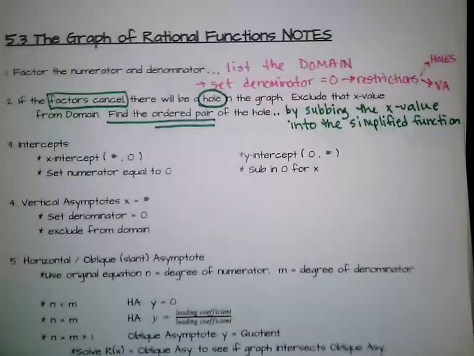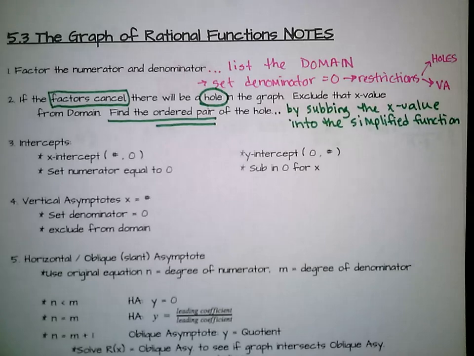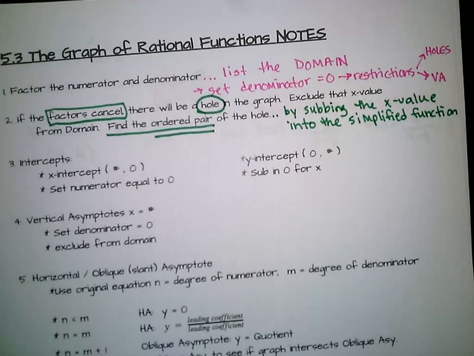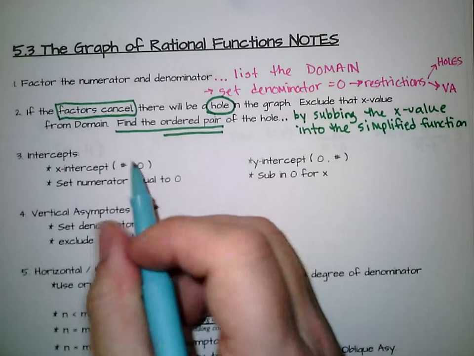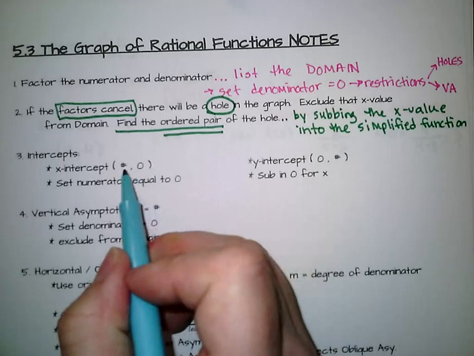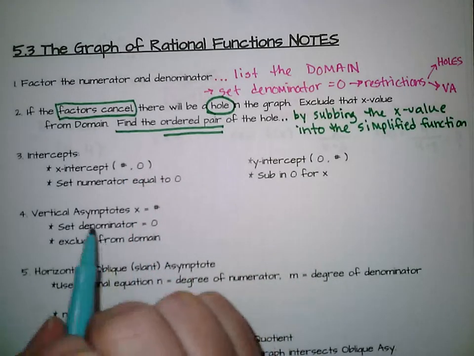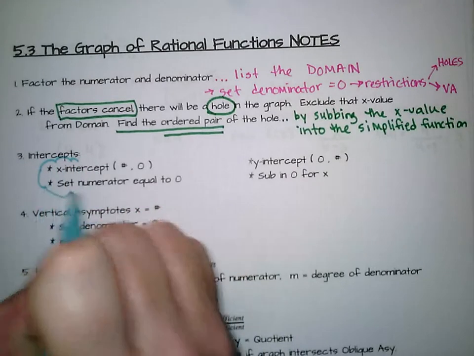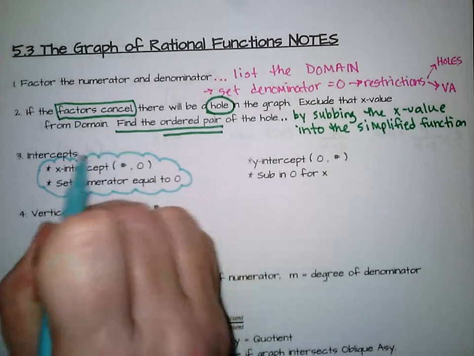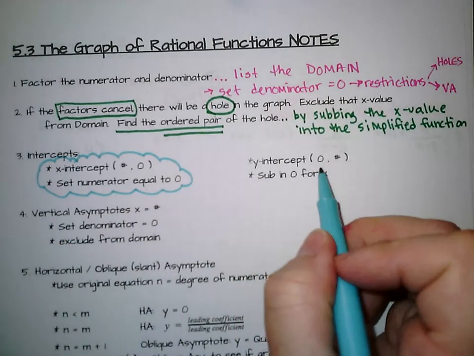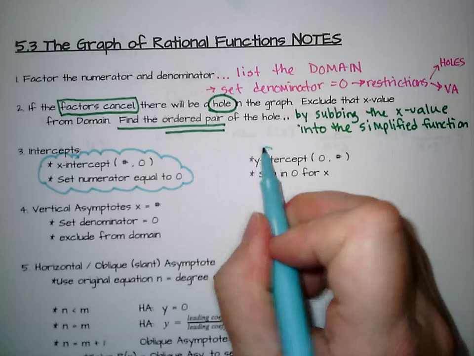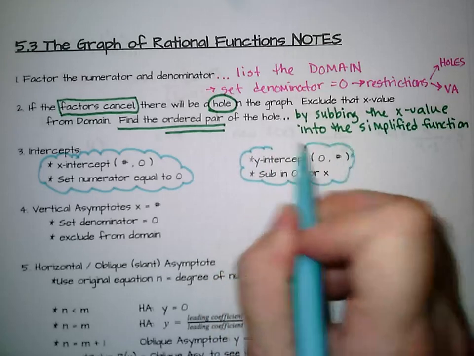Okay. Next thing, intercepts. So our intercepts are going to include x-intercepts and y-intercepts. So for the x-intercepts, remember that they need to be in the format a number, comma, 0, and the way that we find them is by setting the numerator equal to 0. And y-intercepts are in the form 0, comma, a number. And to find the y-intercept, we're going to plug in 0 for x.